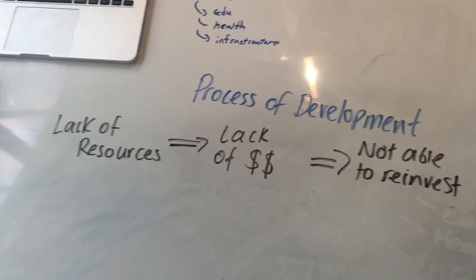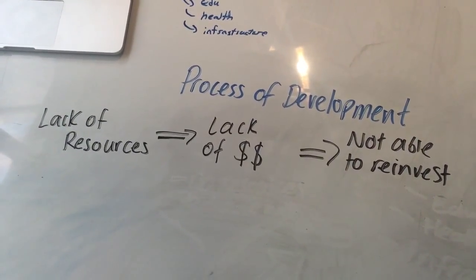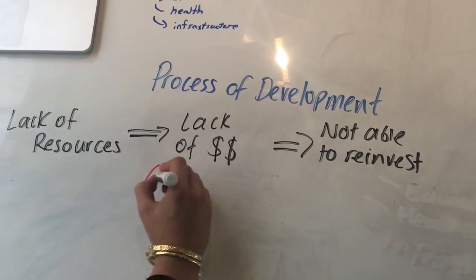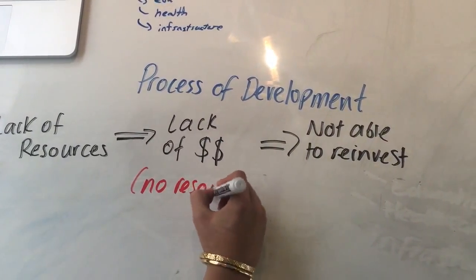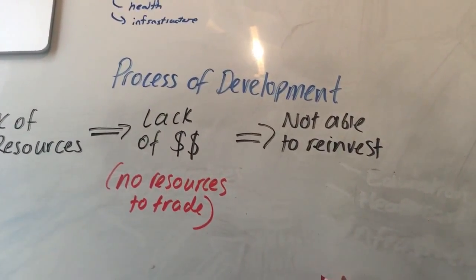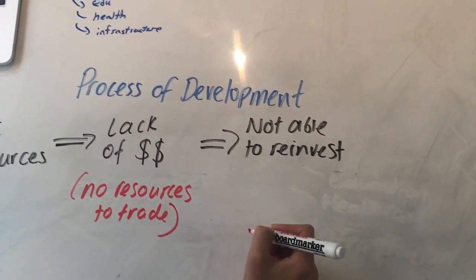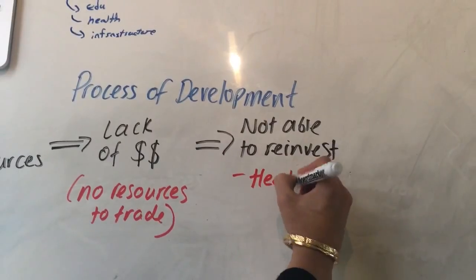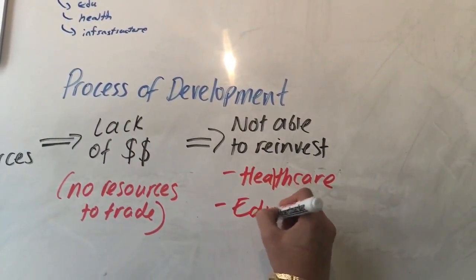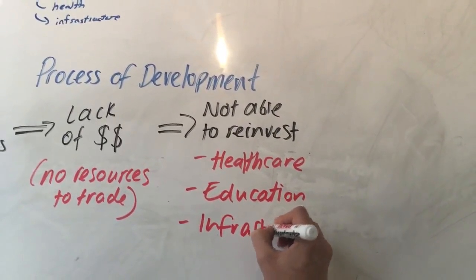Okay, so finally, here's the process. Lack of resources through the colonization of India means that there's a lack of money because they don't have any resources to trade. And without resources to trade, the government can't reinvest that money into healthcare, education, and infrastructure. And all of this leads to a lack of development.